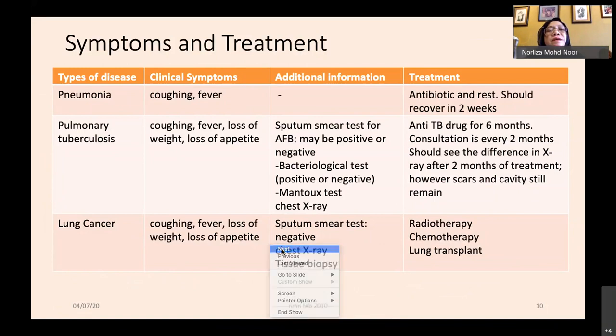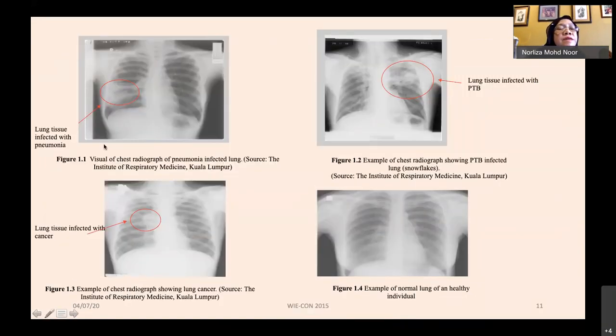All right, so this is the sample of the lung X-rays using the chest X-ray. This is the lung infected with pneumonia. It can affect anywhere, but normally based on lobes. Then TB, normally TB will either be closer to the windpipe, your airway, coming from the top part of the chest, or it can start from the middle and below.